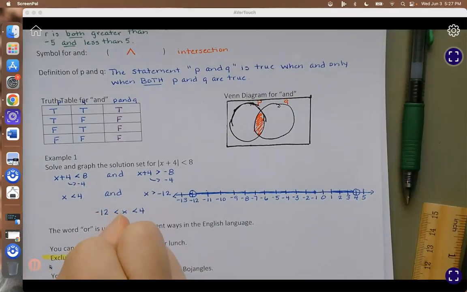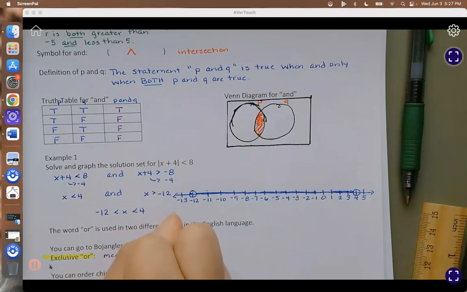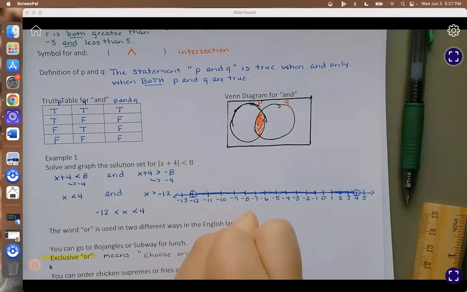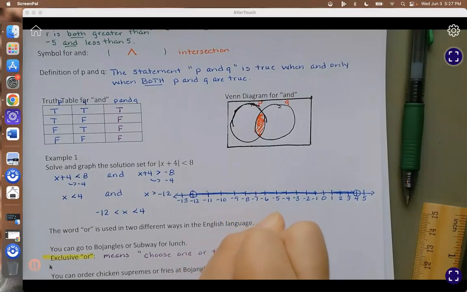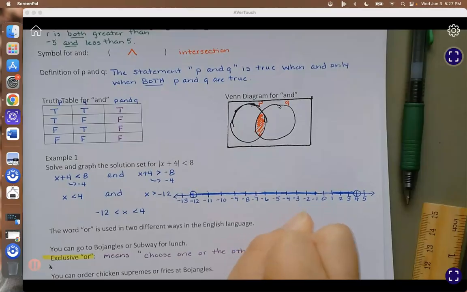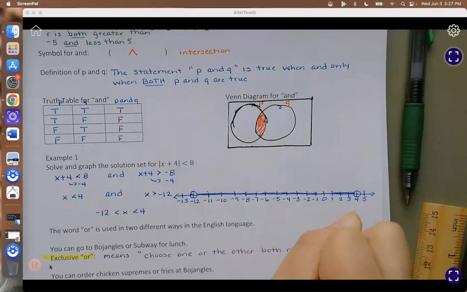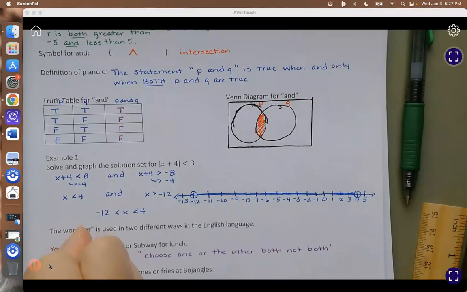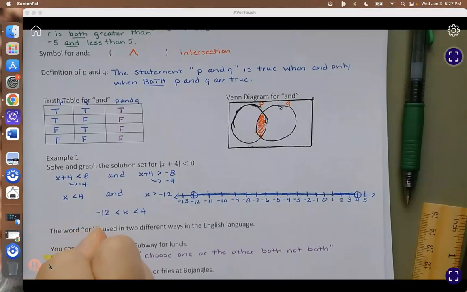It means choose one or the other, but not both. So the reason they use the word exclusive is it excludes one of the choices.